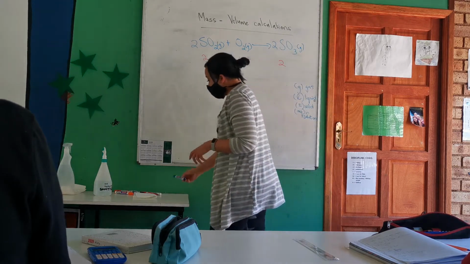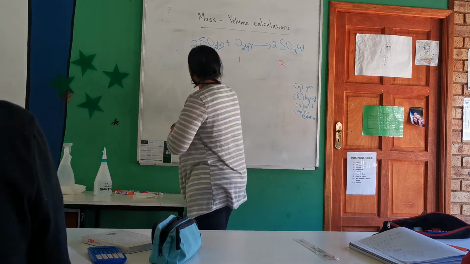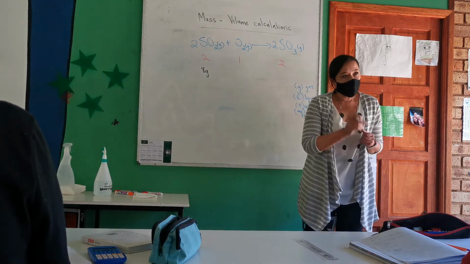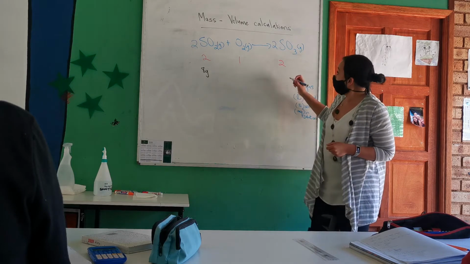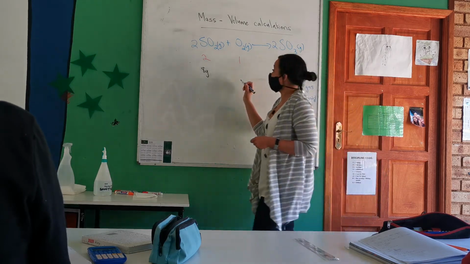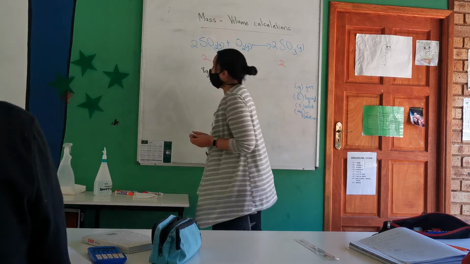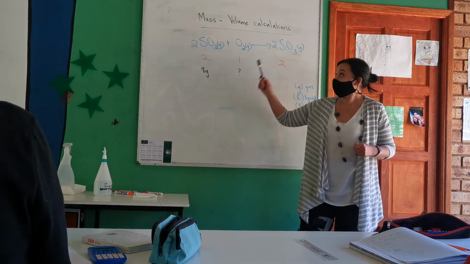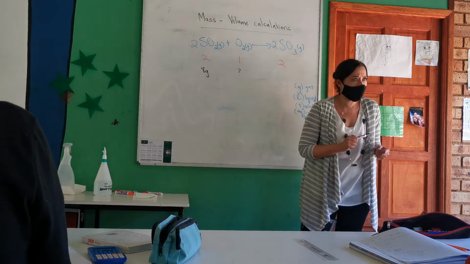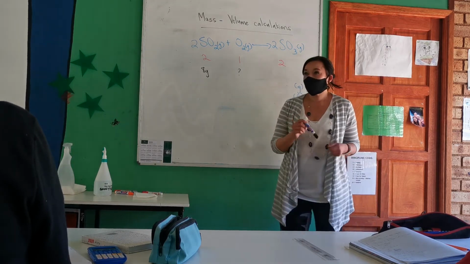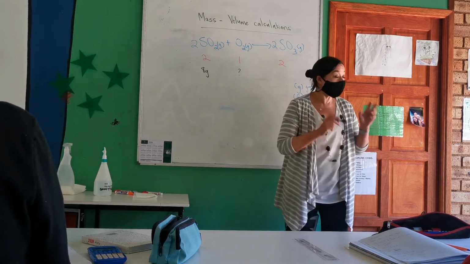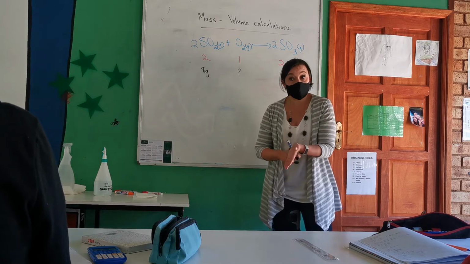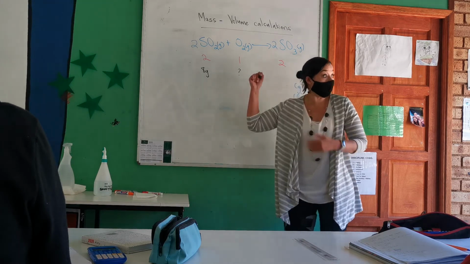So for this question, if I am given 8 grams of sulfur dioxide, what volume of oxygen gas will be necessary to react with 8 grams of SO2? Let's look at my method. We're going to start off the same way we usually would. We're going from mass to moles. We're going to use the ratio, and then we're going to go from moles back to volume.